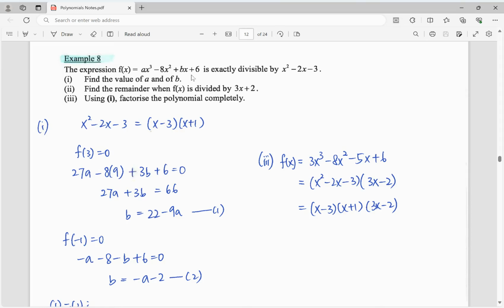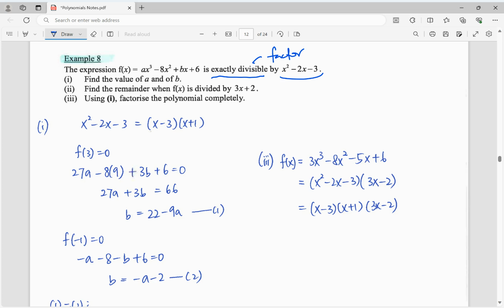The expression f(x) is this, and it's exactly divisible by x squared minus 2x minus 3. So when we say exactly divisible, it means it's a factor. And the factor is x squared minus 2x minus 3. Part 1 asks to find the value of a and of b.